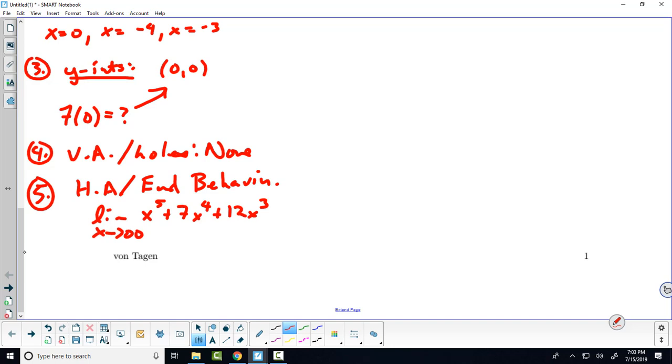This one's actually really easy to analyze. Notice this is becoming arbitrarily large, arbitrarily large, arbitrarily large, and I'm summing them up. Since I'm just summing them up, I can go ahead and say that limit will be infinity.